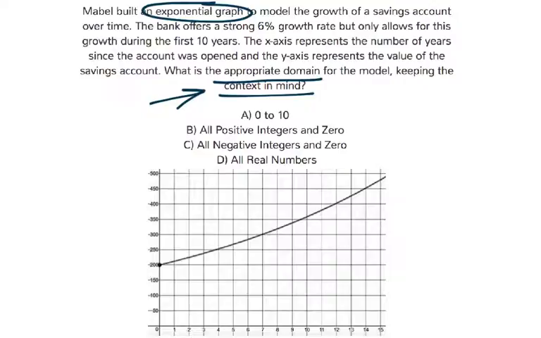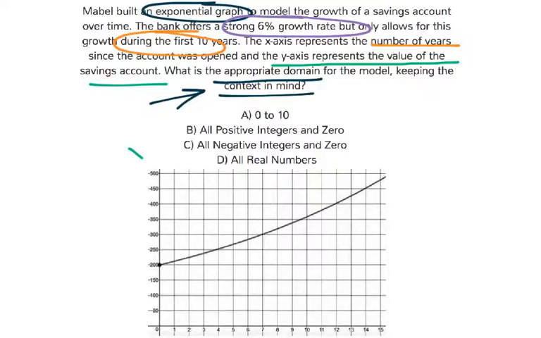Maybell built an exponential graph to model the growth of a savings account over time. The bank offers a strong 6% growth rate, but only allows for this growth during the first 10 years. The x-axis represents the number of years since the account was opened, and the y-axis represents the value of the savings account. What is the appropriate domain for the model? All right, so the y-axis is the value, so that's the amount of money that's in there. And then the x-axis down here is number of years.